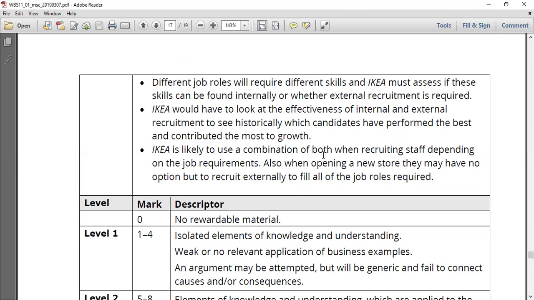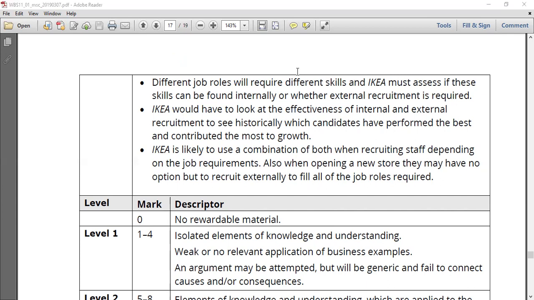IKEA is likely to use a combination of both, a mix of both, when recruiting staff, depending on the job requirement. Also, when opening a new store, they may have no option but to recruit externally to fill all the job roles required. That's a very good conclusion, actually. Alternative viewpoint: don't stick to one. They should do both based on the job requirement. Okay, so that's the end of this paper, the 2019 Jan paper.